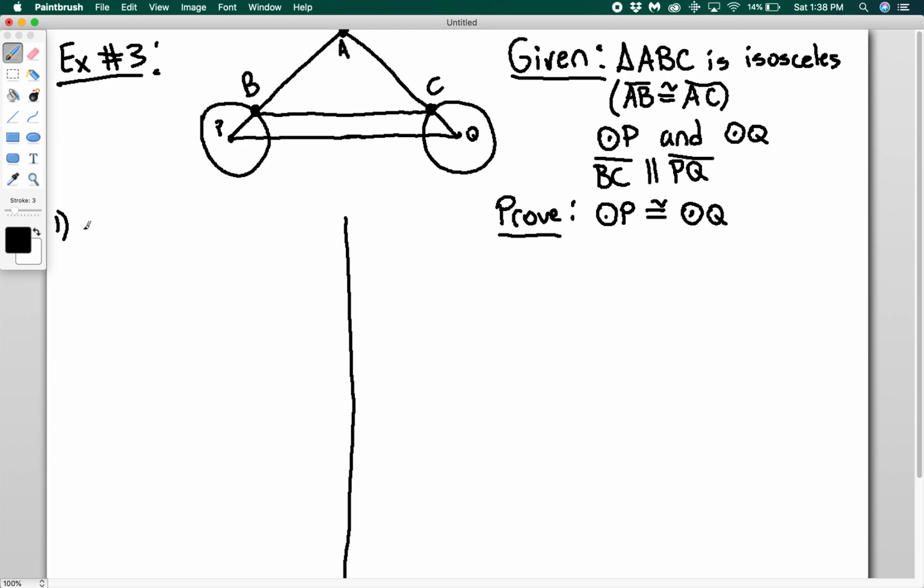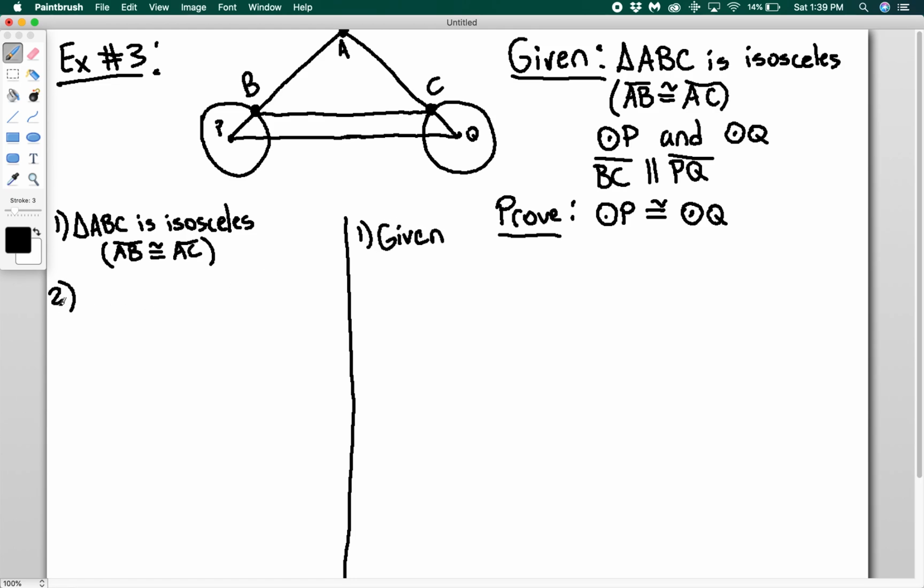So I know that triangle ABC is isosceles, which means that line segment AB is congruent to line segment AC. And we know that because it's given.